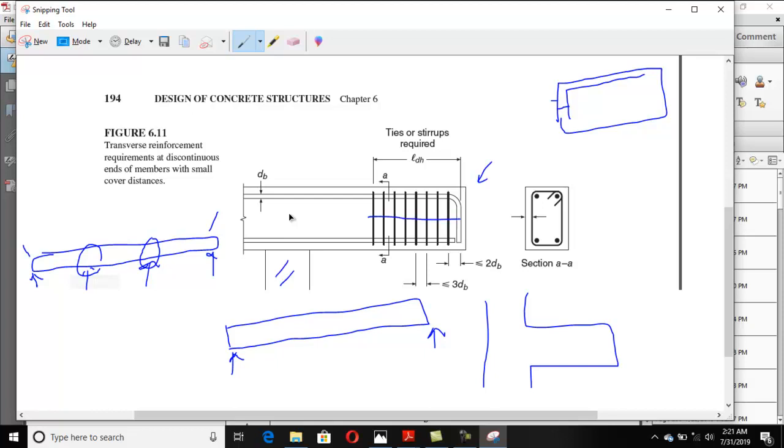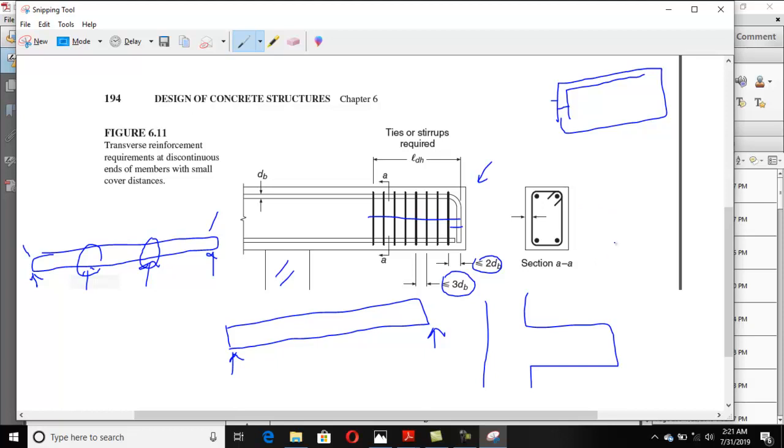So what are the criteria for these stirrups? This is called confinement, and these stirrups are provided over the whole development length of the hook. Remember their spacing: the first stirrup should be placed from the outer face of the hook to its center at a distance less than or equal to 2 dB, and then the center to center distance will be less than or equal to 3 dB.